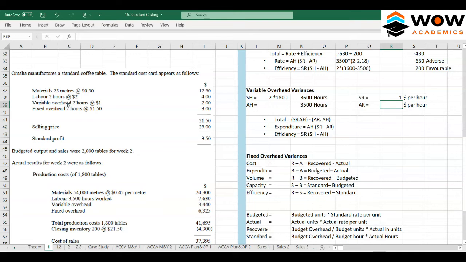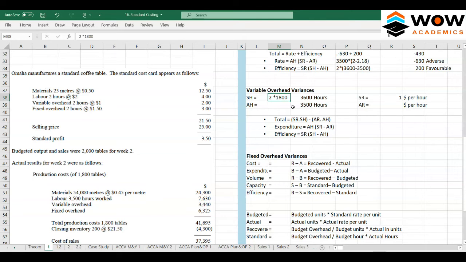Sometimes they will never give these 2 hours at all. If they don't give it, the assumption is that whatever the standard labor hour is, the same is applicable for the variable overhead hours. In some questions the number changes. In that case, you have to compute it, because you have to assume it's going to be like 1 hour, one variable hour.